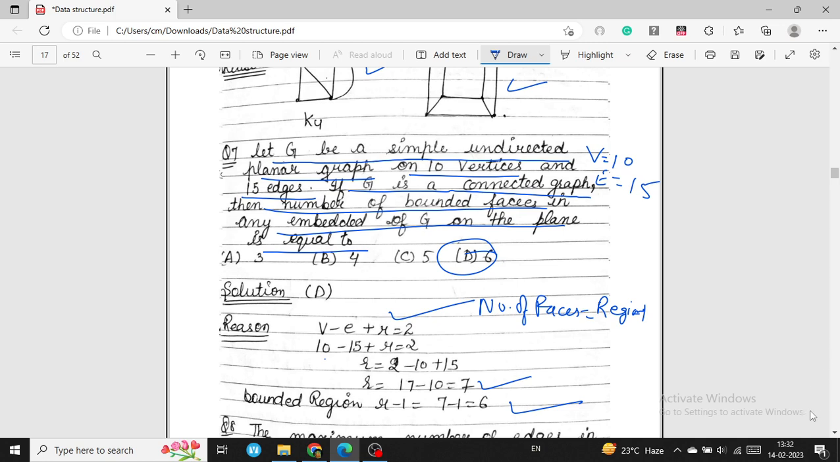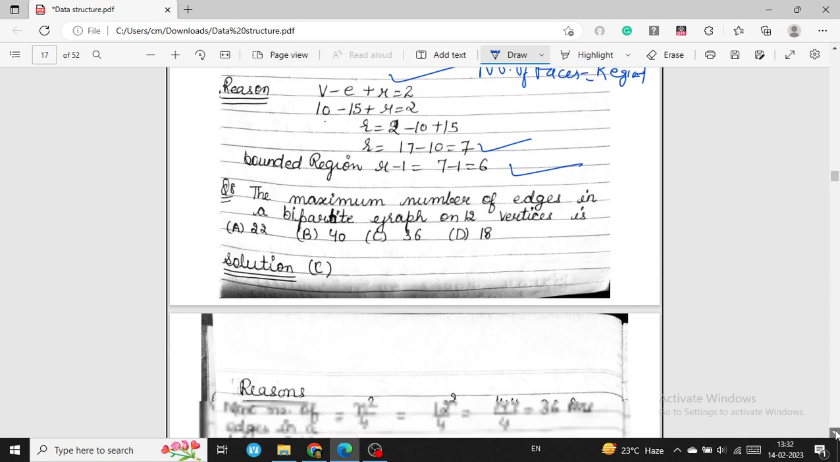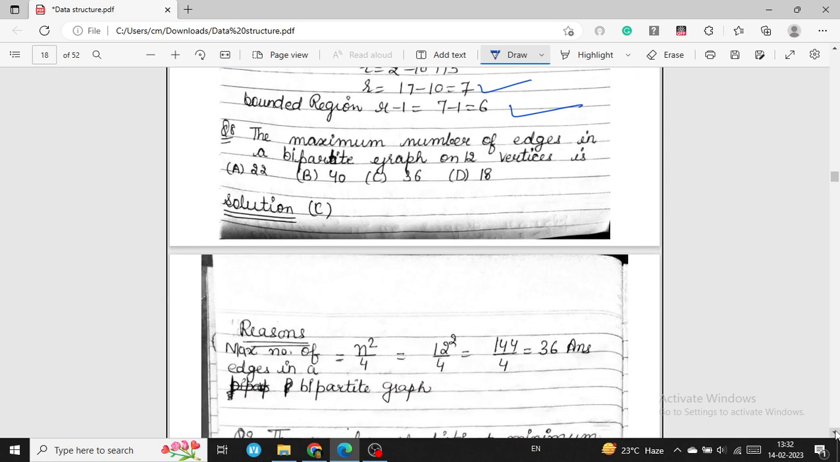Now the next question is, the maximum number of edges in a bipartite graph on 12 vertices is. If you are given a bipartite graph with 12 vertices and have to find the maximum number of edges, we use the formula n squared over 4. 12 squared is 144, over 4, and you get 36 as the answer. That is option C.